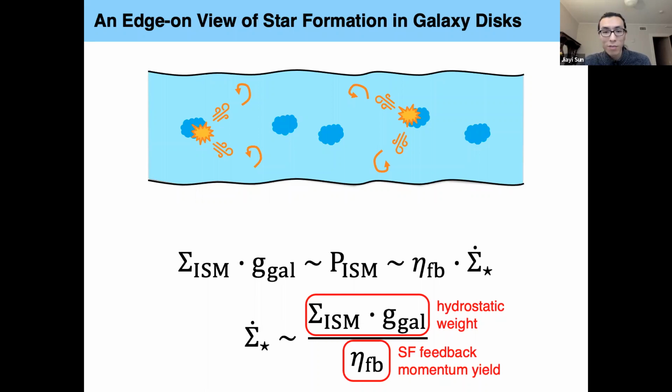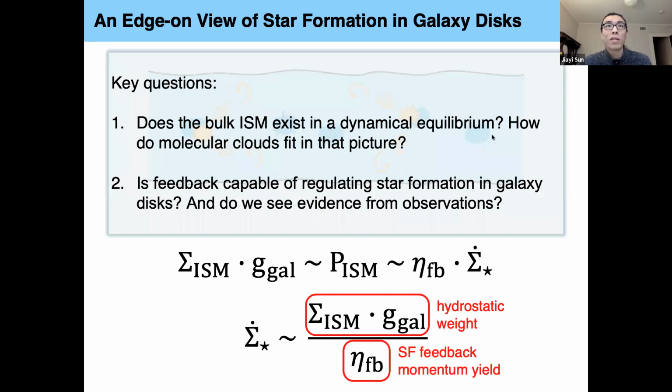So now the question becomes, does this picture actually work? More specifically, we want to answer some key questions. First, does the bulk ISM exist in that dynamical equilibrium? Because we know that the cold ISM is clumpy, and a lot of the gas is clustered into molecular clouds, we also want to understand how molecular clouds fit in that picture. The second question is, is feedback actually capable of regulating star formation and maintaining it at the level that we observe in nearby galaxies?